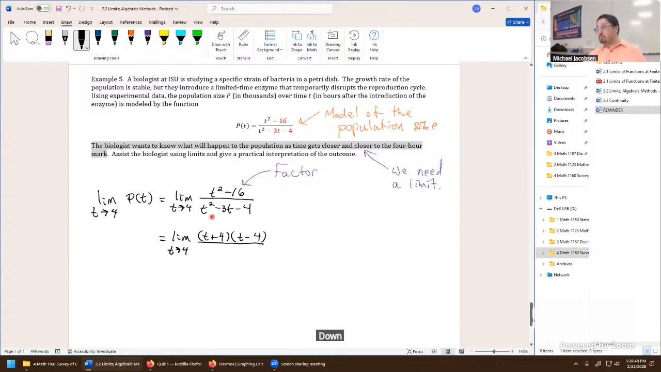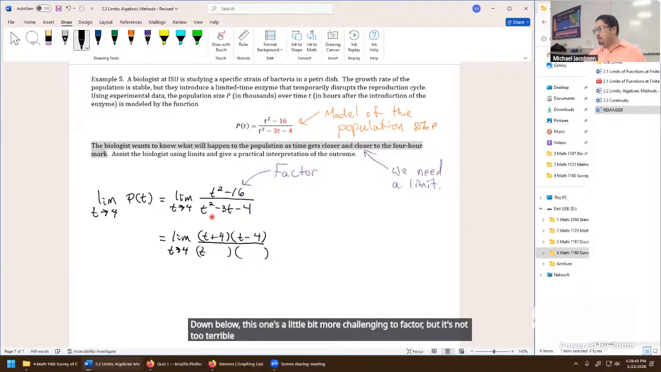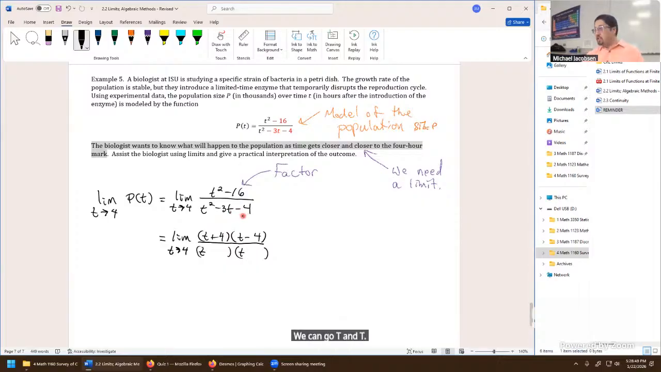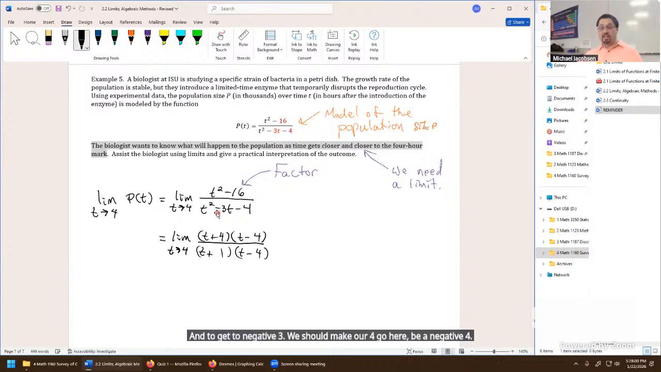Down below, this one's a little bit more challenging to factor, but it's not too terrible of a factorization problem. We can go t and t. The negative there says go with a positive and a minus. And to get to negative 3, we should make our 4 go here, be a negative 4, and throw in a plus 1. So now those values multiply to the negative 4, they add up to the negative 3, and so that's our complete factorization.